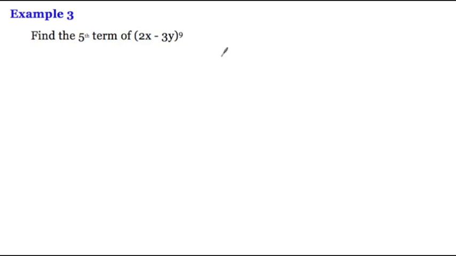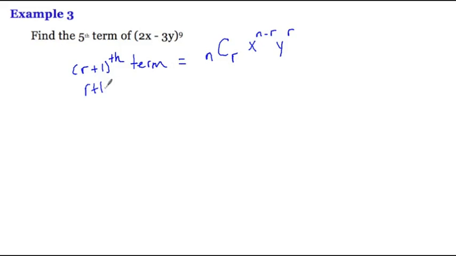So if we go back and look at the box that's there at the front of the notes, it says nCr x to the n minus r times y to the r would give you one specific term. Okay, and this is the r plus 1th term. So what we have to figure out is we're trying to find the 5th term. So this r plus 1 is equal to 5, so my r value is going to be equal to 4. Okay, and the exponent, whatever the exponent is that you're taking, that's always equal to your n.